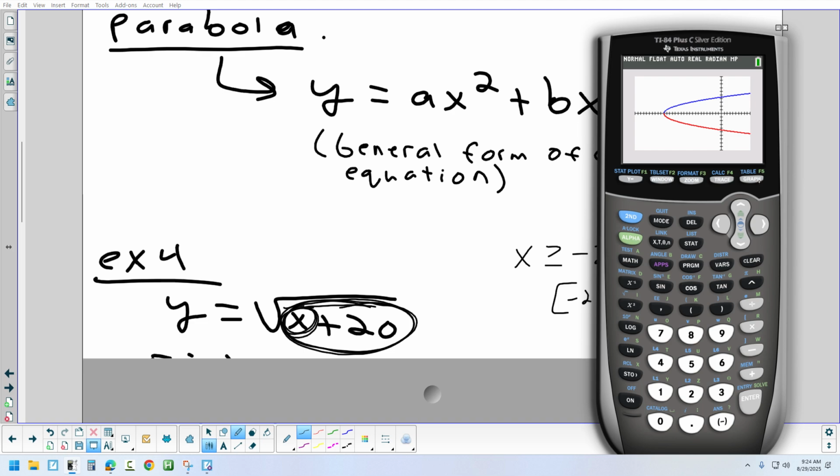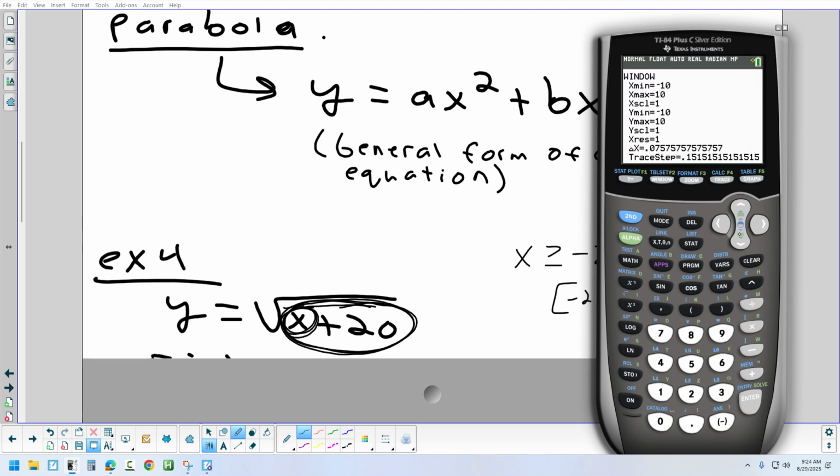Any question on the window for this one? This would not be a good window. A square root function always has a starting point, and I can't see the starting point here. In fact, to me, that blue line almost looks like a straight line. I can't even tell it's curved. That's not a great window. Sorry. The one that went to negative 30 was much better.